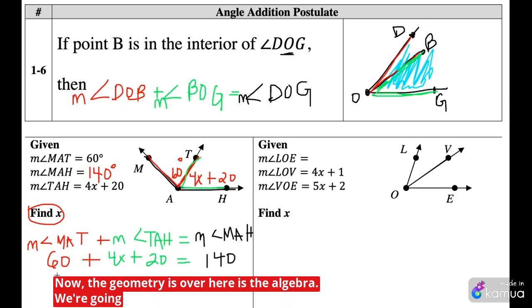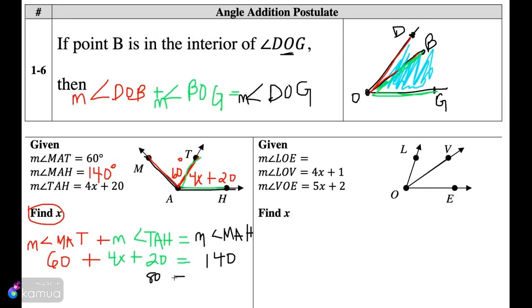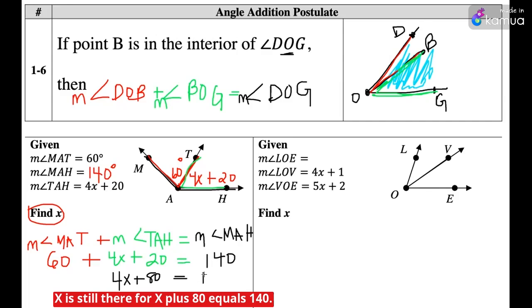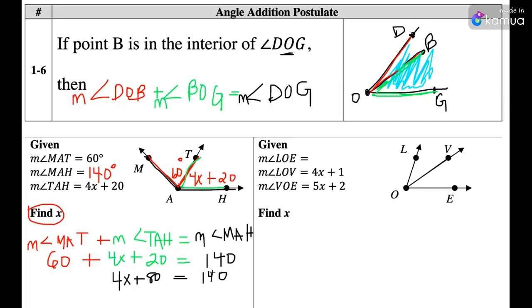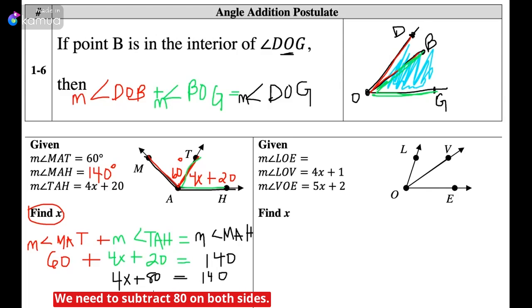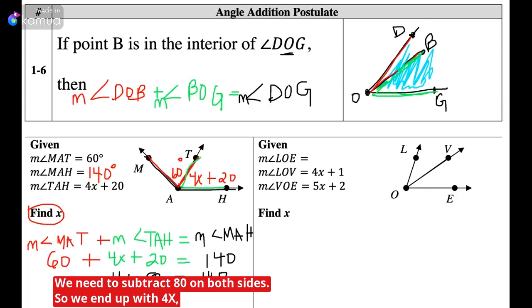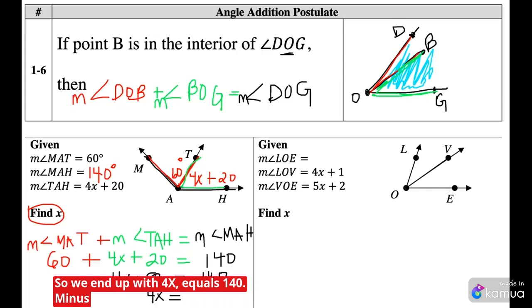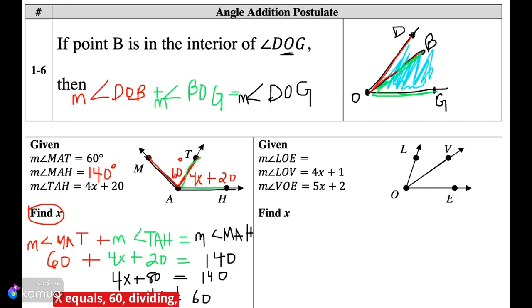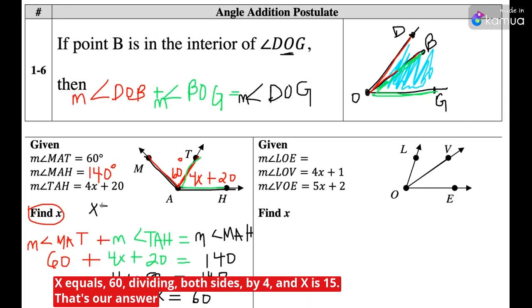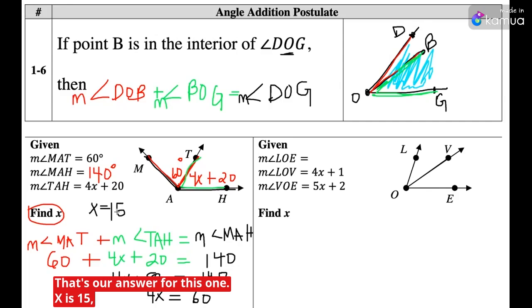Here's the algebra. We're going to combine like terms. 60 and 20 gives us 80. 4x is still there. 4x plus 80 equals 140. Okay, we need to subtract 80 on both sides. So we end up with 4x equals 140 minus 80 is 60. 4x equals 60, dividing both sides by 4, and x is 15. That's our answer for this one. X is 15, okay?